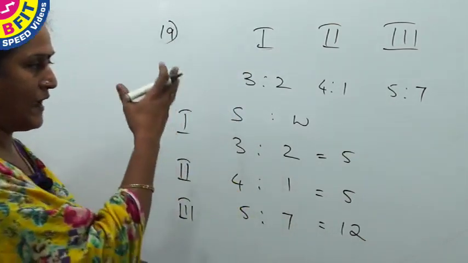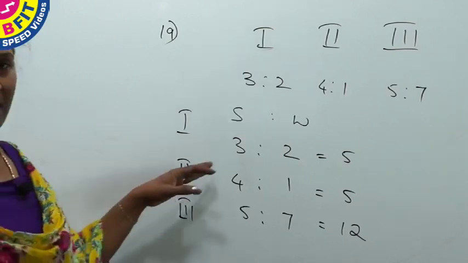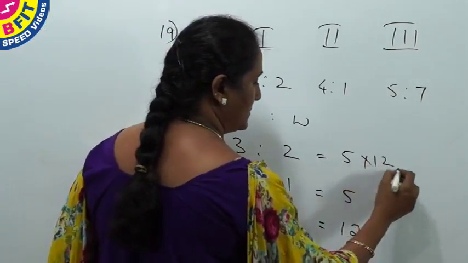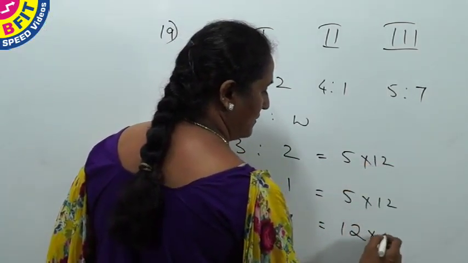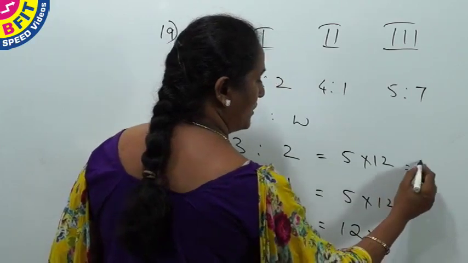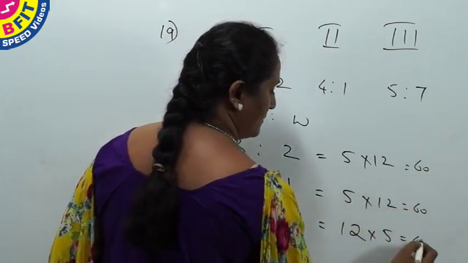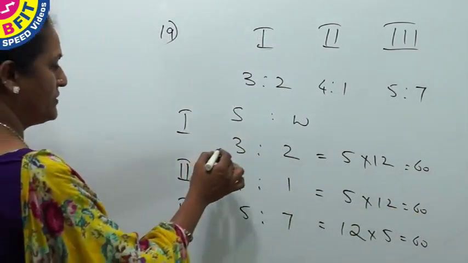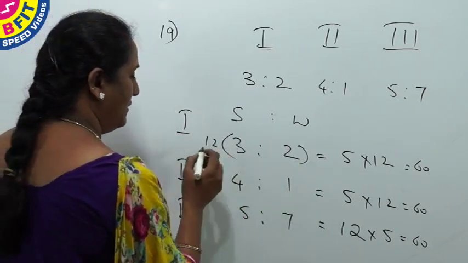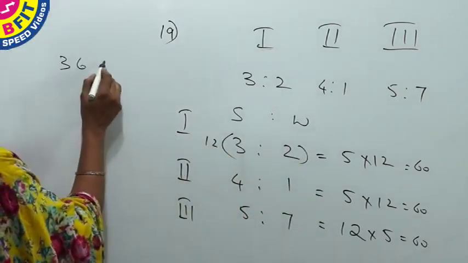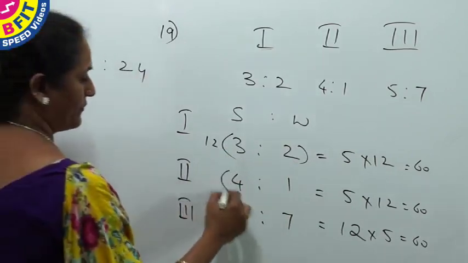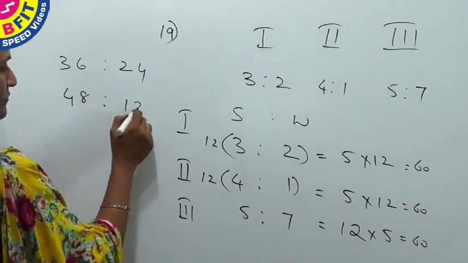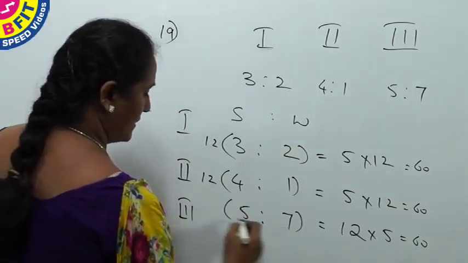So now instead of adding all, taking LCM and all, we can see that the base here is the same. To make it the same, multiply this with 12 and this with 5. So you get the total parts as 60. The same way, the ratios also are multiplied accordingly. The first ratio is multiplied with 12. So we have 36 and 24. Here this is multiplied with 12. The second one with 5.